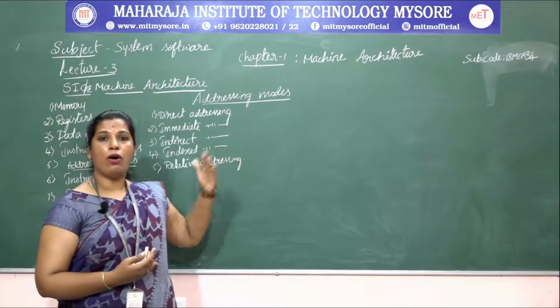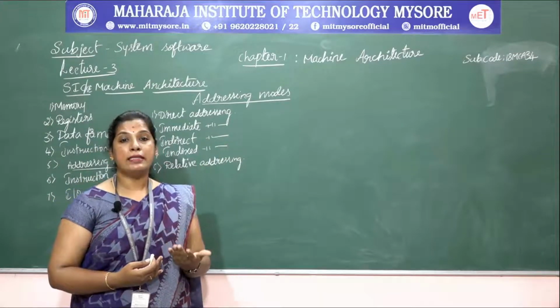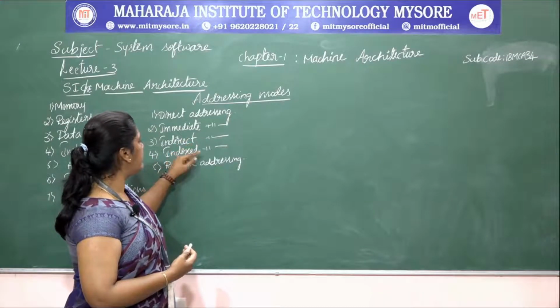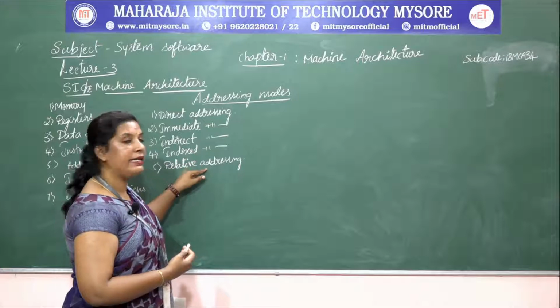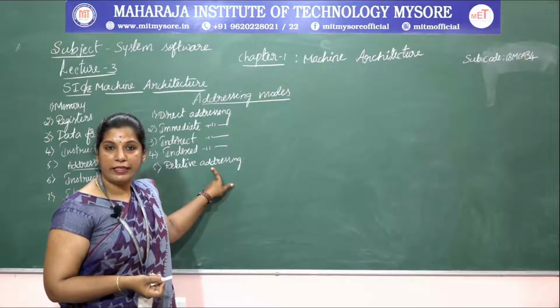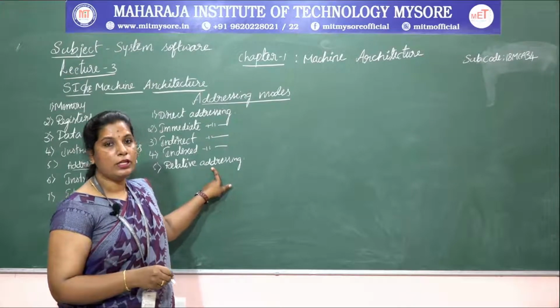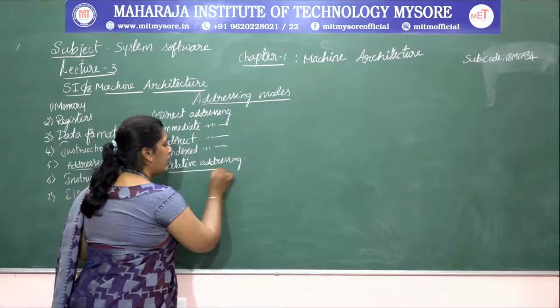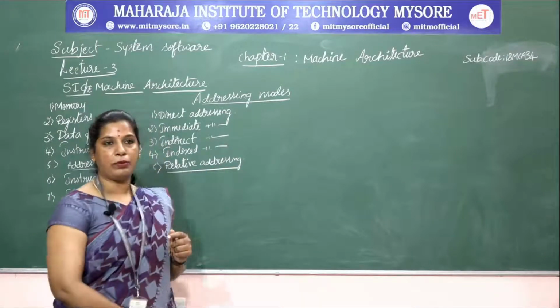What are the different kinds of addressing modes? Direct addressing mode, also called simple addressing mode, then immediate addressing mode, indirect addressing mode, index addressing mode and relative addressing mode. The relative addressing mode is either program counter relative or base relative addressing mode. So let's discuss one by one. First we will discuss the last one, that is the base relative addressing mode.